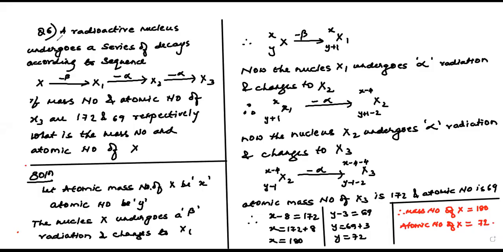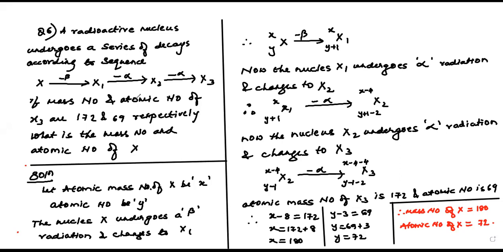Number 6, children. A very nice question. A radioactive nucleus undergoes a series of decays according to this sequence. Okay. Then, what is the sequence you can see here? The nucleus X first undergoes a beta radiation and changes to X1. This X1 undergoes an alpha radiation and changes to X2. Again, X2 undergoes an alpha radiation and changes to X3.